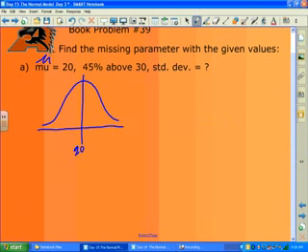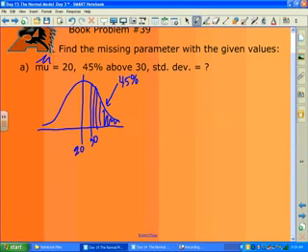Okay, so there's our 20. Now, 45% of the information is above 30. So I'm going to be over here on the right. Let's say I'm here. There's 30. What's here? Correct, good. 45% of the data is above 30.